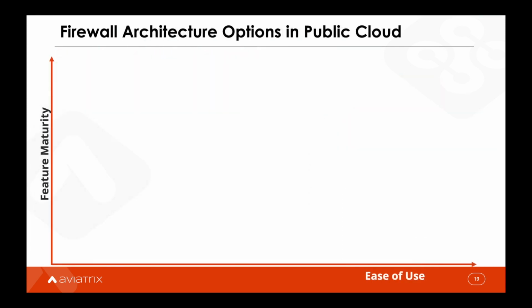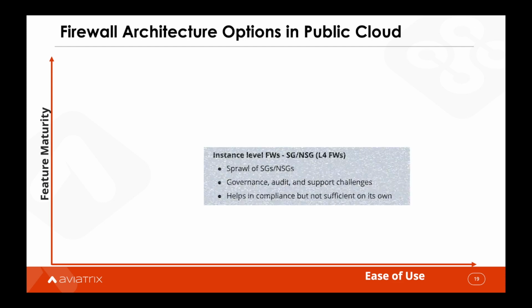What options do you have in the public cloud when it comes to architecting firewalls? Let's take a look at this from the perspective of feature maturity on the vertical axis and ease of use on the horizontal axis. Instance-level firewalls refers to layer 4 firewalls, which are essentially security groups and network security groups applied to VM instances. Depending on the number of applications, you can easily have a sprawl of these security groups and NSGs. They can help you with compliance, but they're not usually sufficient on their own.